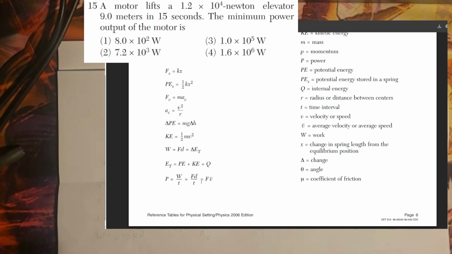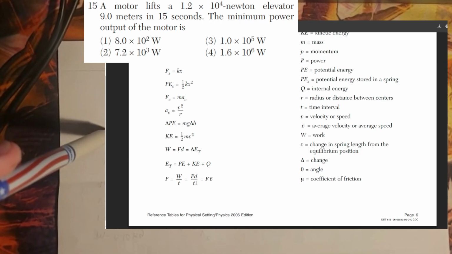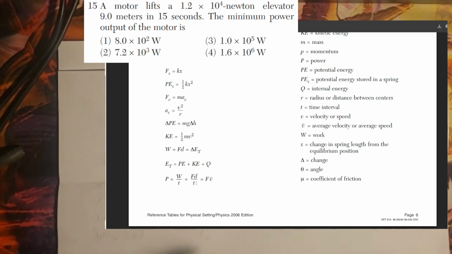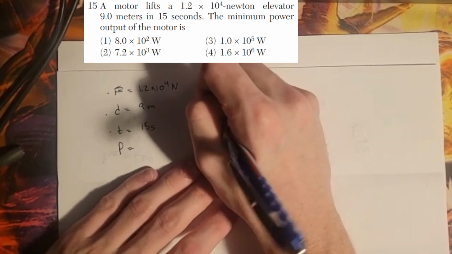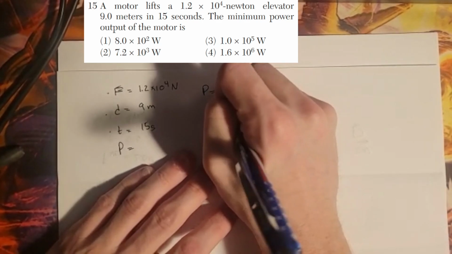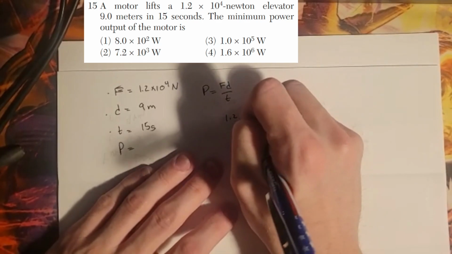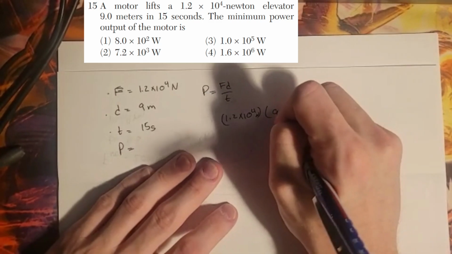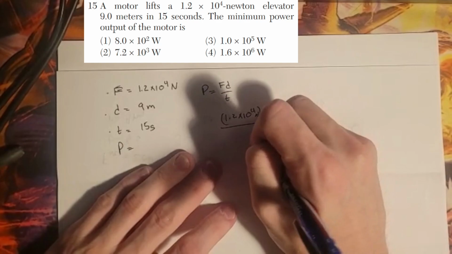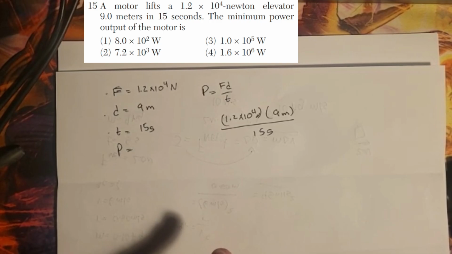Think about what you have here. You have force, you have distance, you have time. So if we do power is equal to force times distance over time, we can get our power value. So let's go ahead and try that. We'll write down our formula, right? P is equal to FD over T. So we have 1.2 times 10 to the power of 4 newtons times 9 meters divided by 15 seconds. Plug that into your calculator and we'll see what we wind up getting.